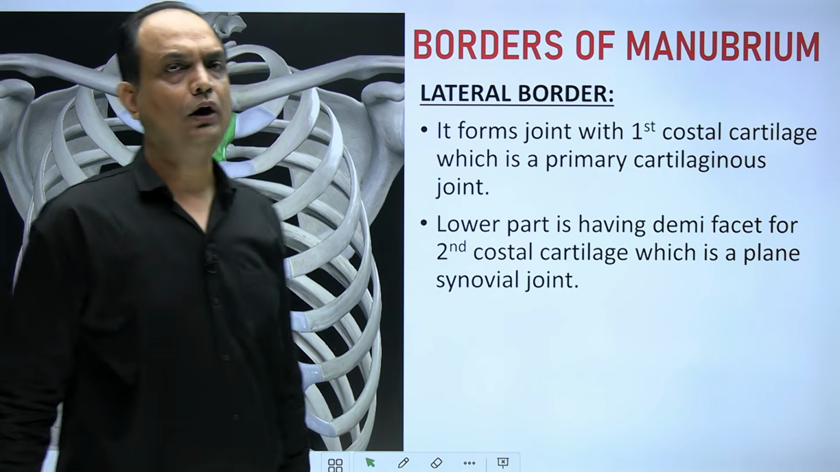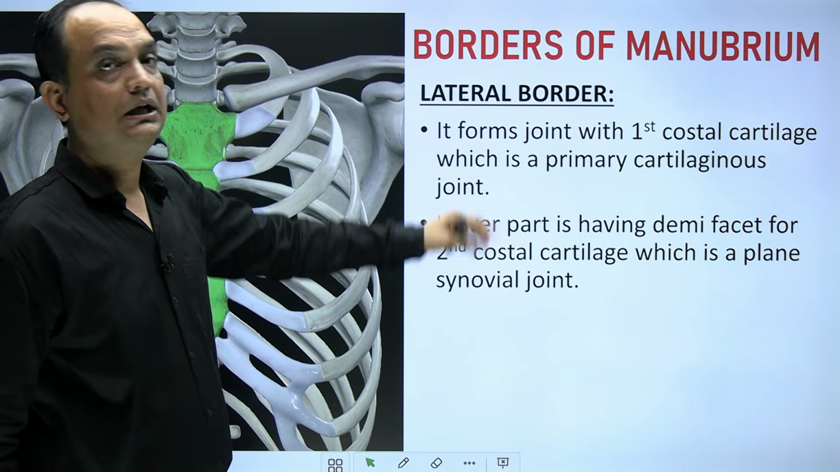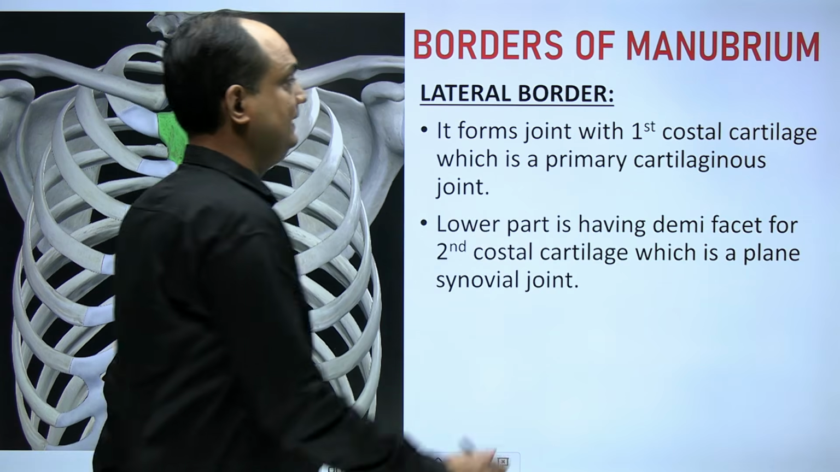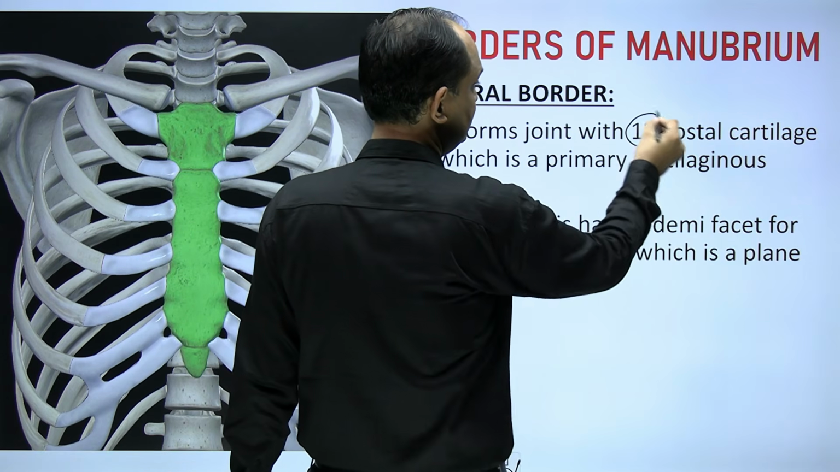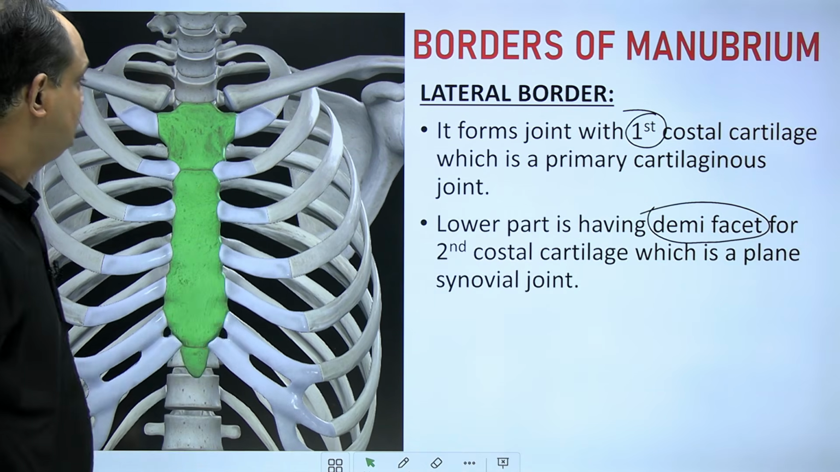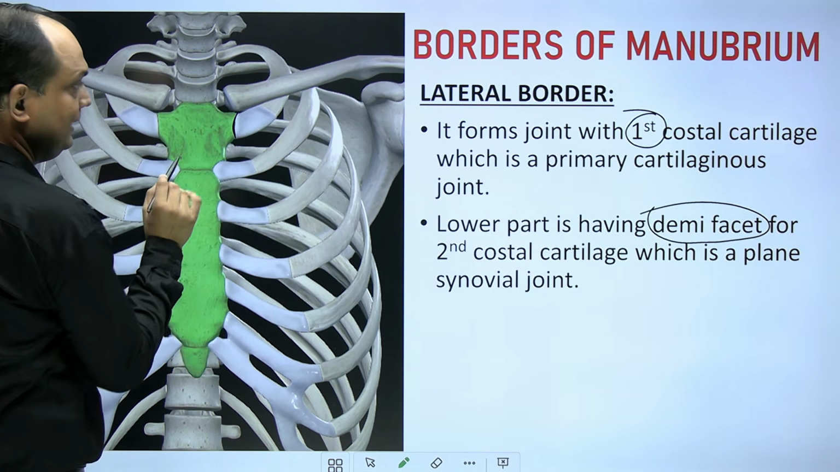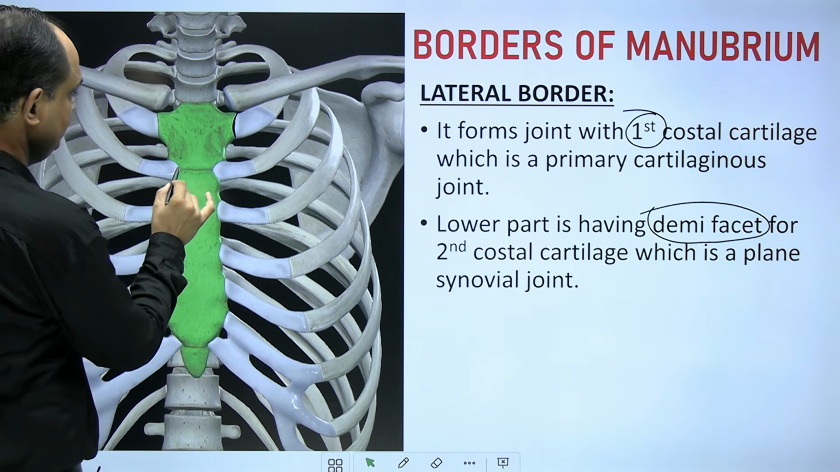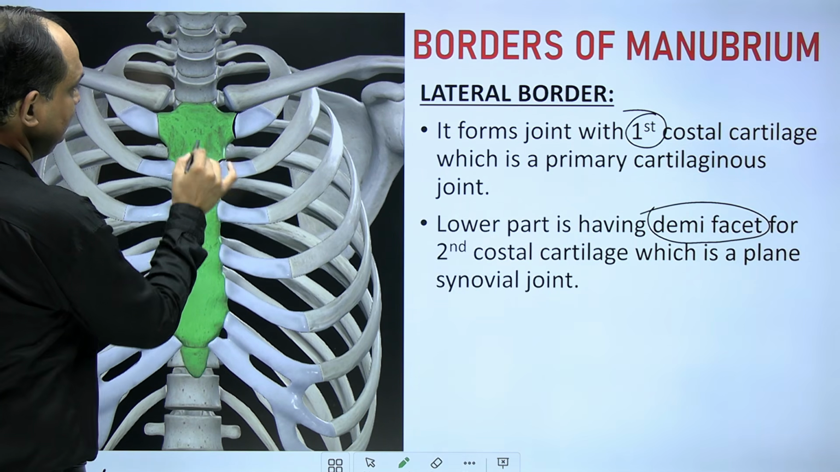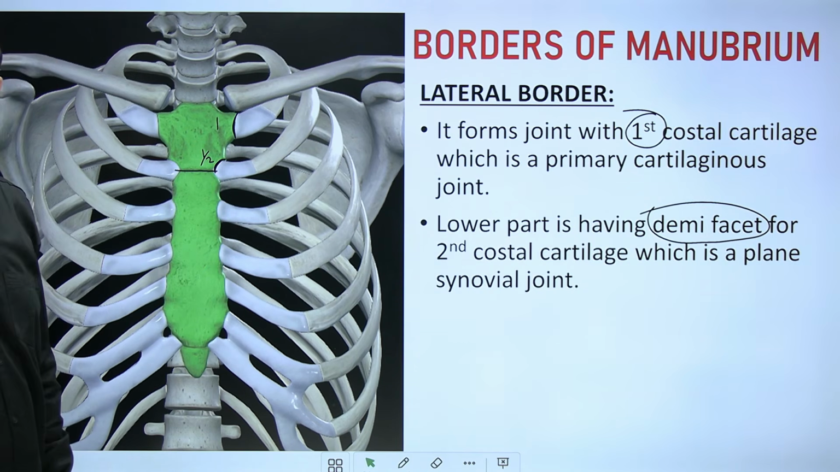Now what about the lateral borders? The lateral borders have 1.5 facets. This is a complete facet for the first costal cartilage and a half facet, or demi facet, for the second costal cartilage. Here you can see this is the complete facet, and if I am talking purely about the manubrium, which is above this angle, you can see this is the half facet. So it has 1.5 facets for the costal cartilages.